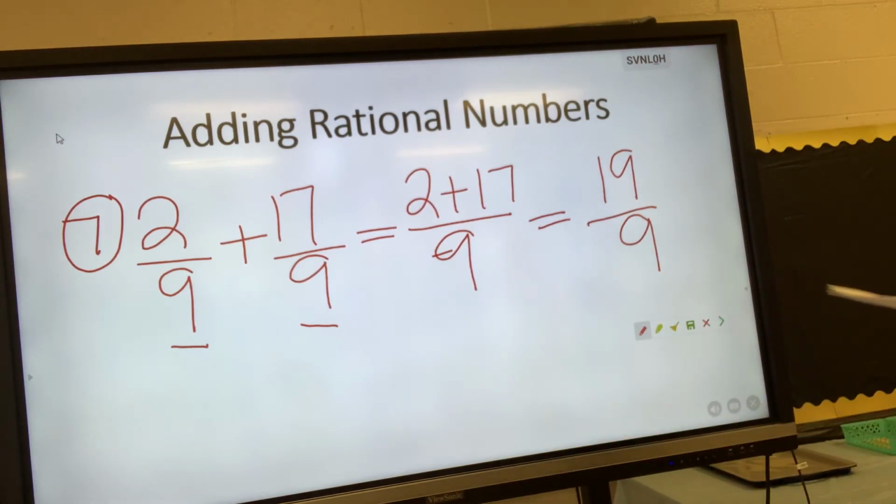So that is how you add basic rational numbers with whole numbers and fractions. Next, we will learn how to add and subtract rational numbers that have negatives.